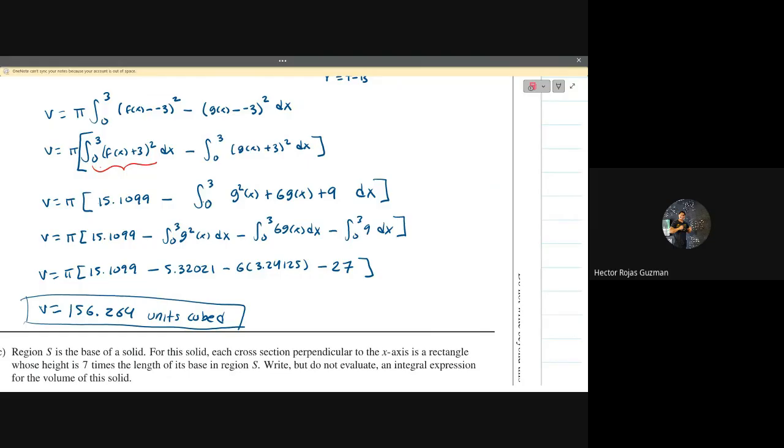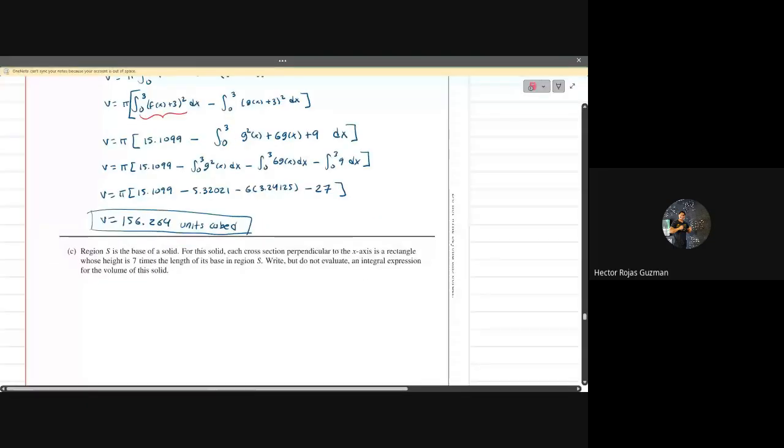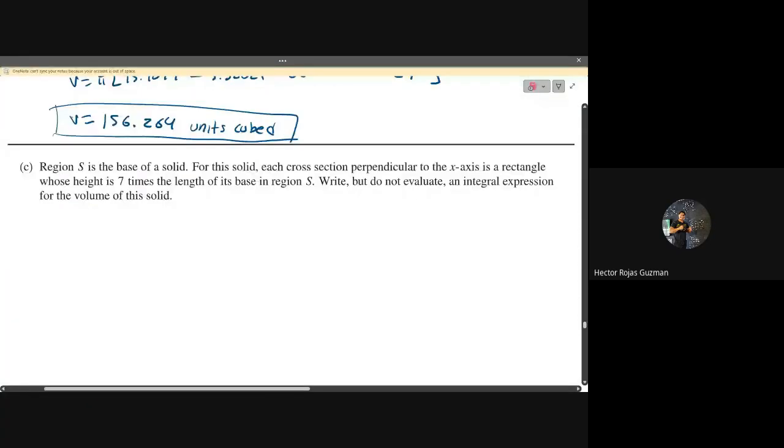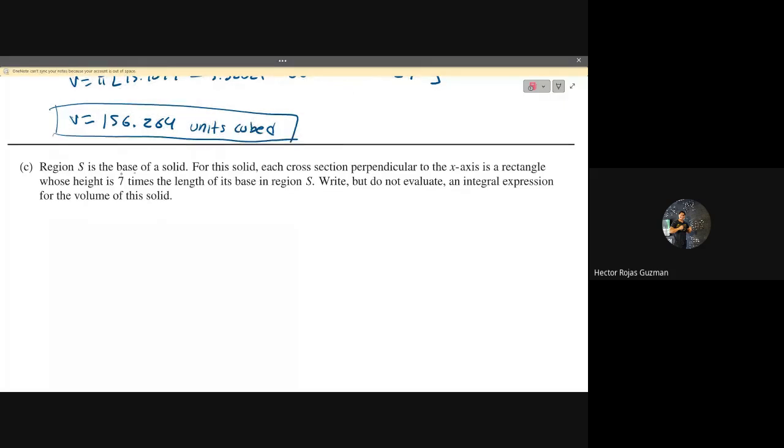All right. The last one. Region S is the base of a solid. And for this solid, right now, I'm still technically recording. Even though I'm going to redo this, keep silent, because I'm still going to post it for you guys temporarily, so you can have something to look back at.